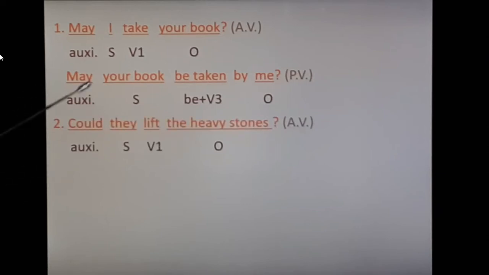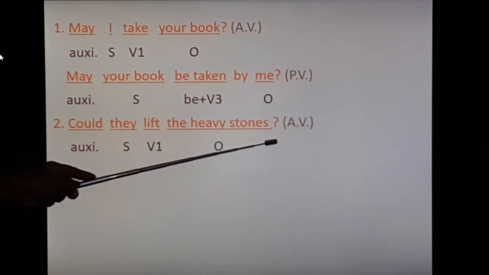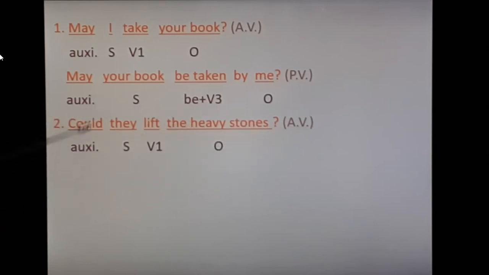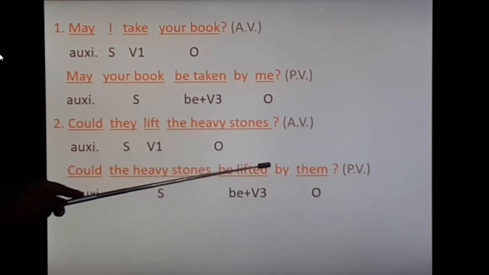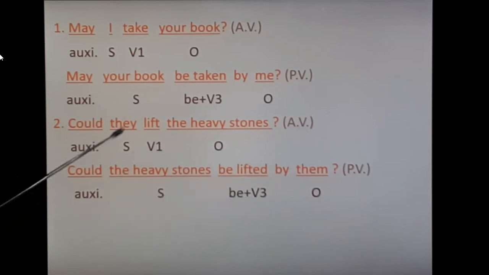Next, could they lift the heavy stones? Then this is active voice. Could, auxiliary verb, they, subject, lift, V1 form, the heavy stones, that is an object. Okay, could, after that the heavy stones will come after could. So that is subject. Then you have to add be, after that V3 form of lift. So lifted. Then use by, and then they becomes them in passive voice. So could the heavy stones be lifted by them?